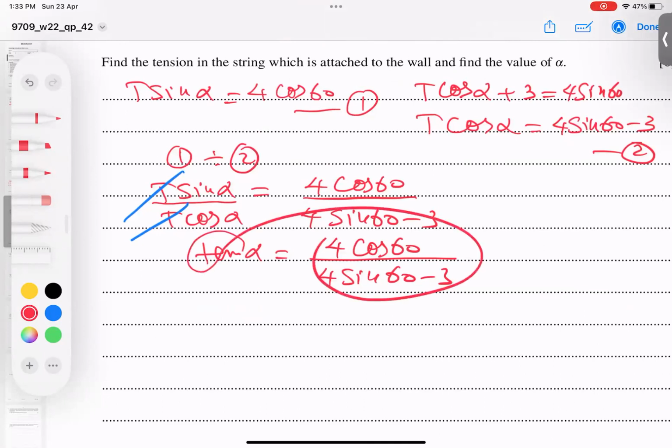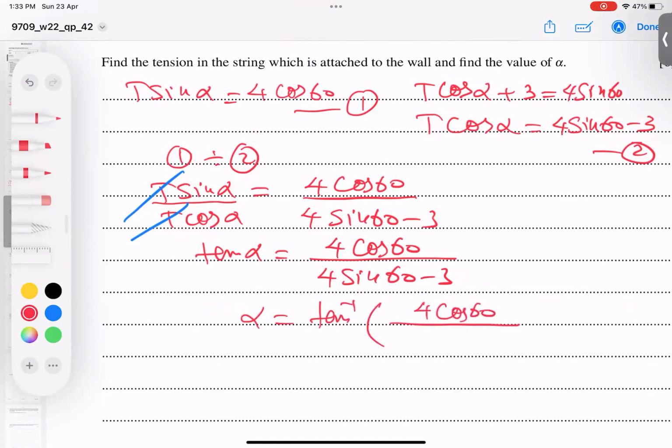If tan goes there, then tan inverse, I can calculate the alpha value easily. So I am typing in the calculator tan inverse. In the numerator we have 4 times 2 cos 60, and in the denominator 4 times 2 sine 60 minus 3. The answer is coming 76.9.